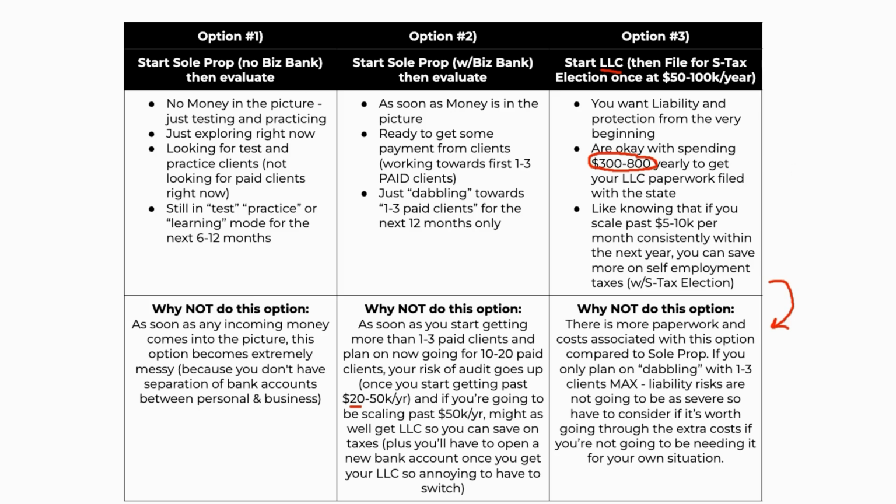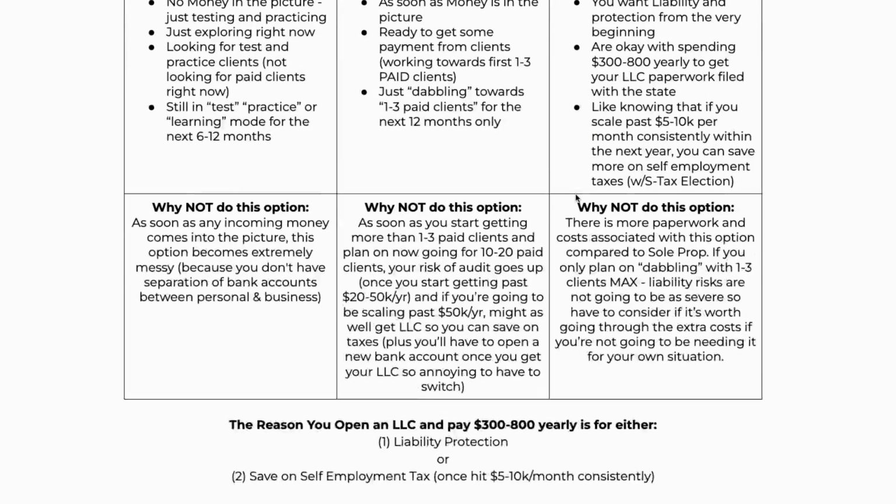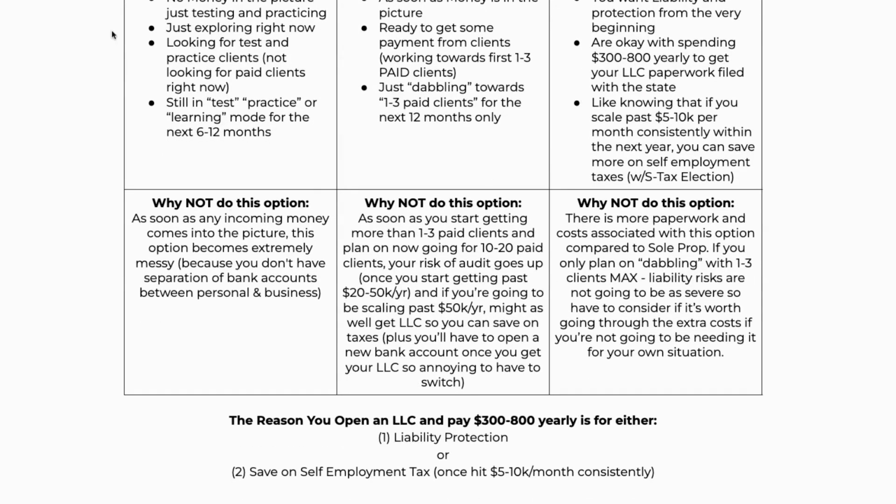So again, just to make it very, very clear, because I know sometimes it can be confusing with all that LLC talk that we have done, okay? The only reasons that you would really open an LLC and pay $300 to $800 a year is either for liability protection, because it is a corporation. We've talked about this in a previous training, okay? And or to save on self-employment tax, which is only applicable once you hit $5,000 to $10,000 a month consistently, and then actually upgrade to that S-Corp tax election. So these are the 3 options that we've talked about.